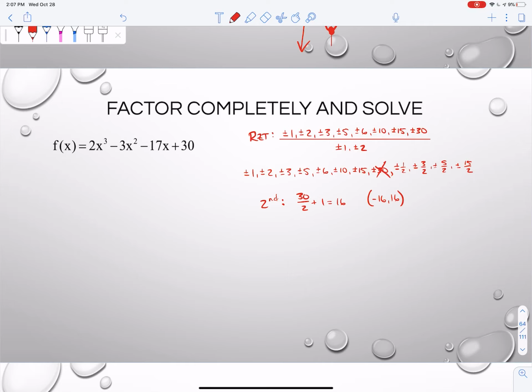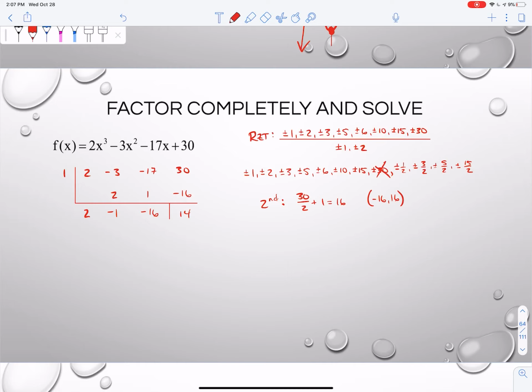So here, if we start off, and let's just start positive, I have no missing terms, so I'm dividing 2, -3, -17, and 30. So let's try 1. I always like to start with 1. So here we're going to drop down 2, multiply, I get 2, I add -1, multiply, I get +1, I add, I get -16, and I multiply, I get -16, and I get a +14.